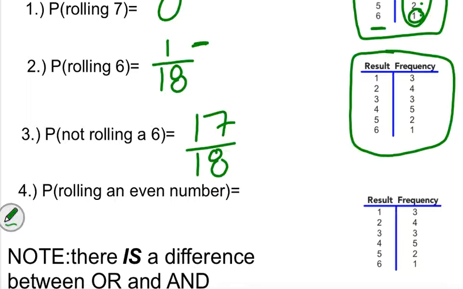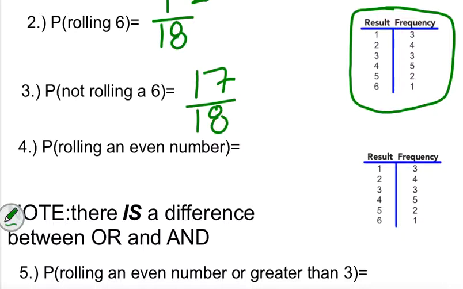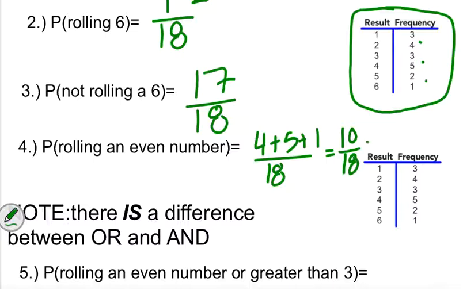Now the probability of rolling an even number. Now we've got to do some addition. We've got to look at all of our even numbers. It's going to be 4 plus 5 plus 1, so we got 4 plus 5 plus 1 over 18. And we can always reduce that. That's going to be 10 over 18. We can divide that by 2. We get 5 over 9.